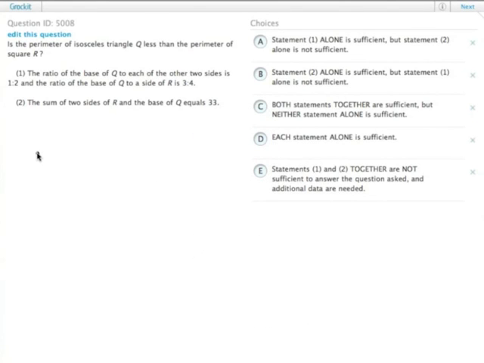So is the perimeter of isosceles triangle Q less than the perimeter of square R? Here you go, Q and R. And just remember, perimeter is the sum of the sides of the figure, however many there are.